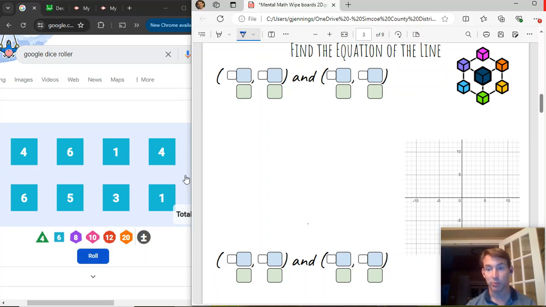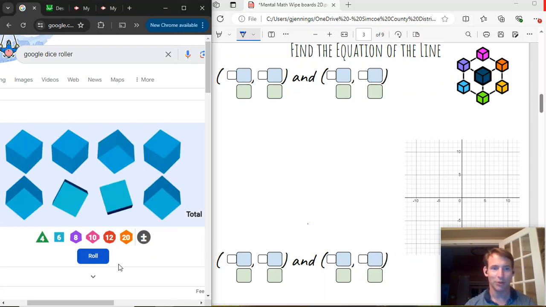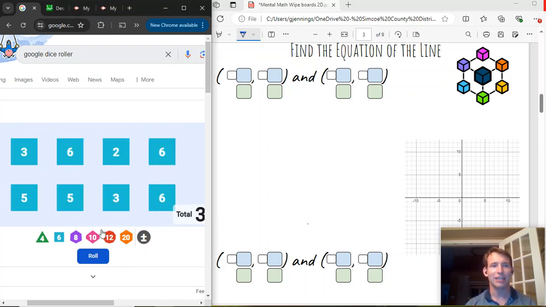I like working with numbers between 2 and 12 for my practice. So, I like to roll two six-sided dice. You want smaller numbers? Roll fewer dice. You want bigger numbers? Roll bigger dice. Roll more dice. You do you. Okay. So I'm going to add these together in order.